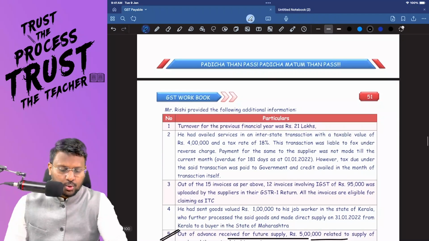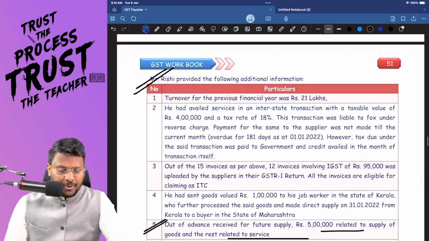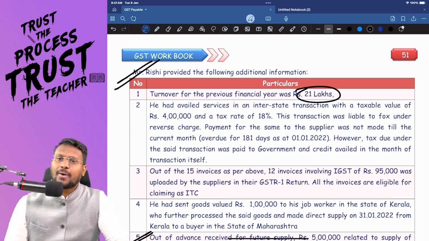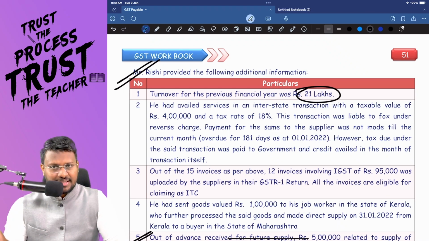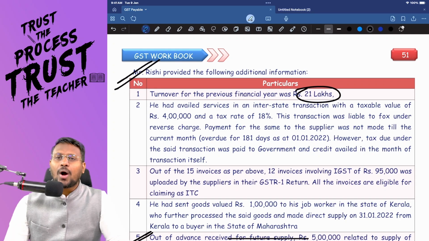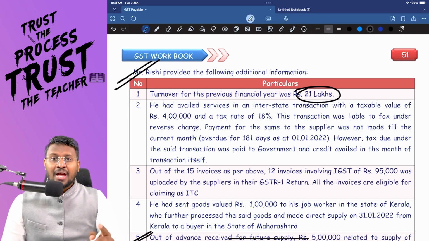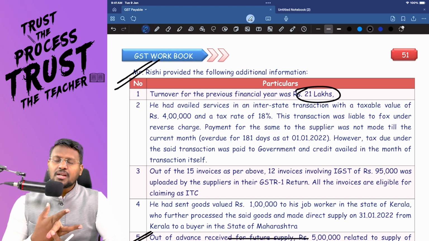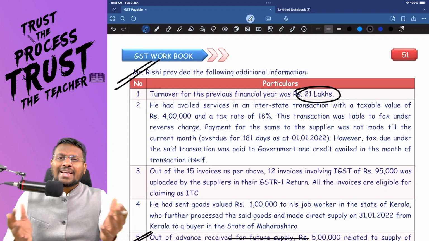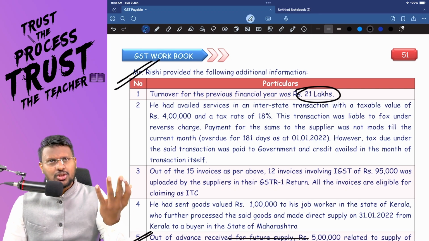For that, we have to go through the notes. Mr. Rishi provided the following additional information. Turnover of the previous financial year was how much? 21 lakh. That means in the immediately preceding previous year itself, their threshold limit for registration has been exceeded. My dear lovable students, they are a what person? A registered person. So if there is any threshold exemption, like legal services, government services, all that exemption will not be applicable. Anyway, for GTA, that threshold exemption is not there.